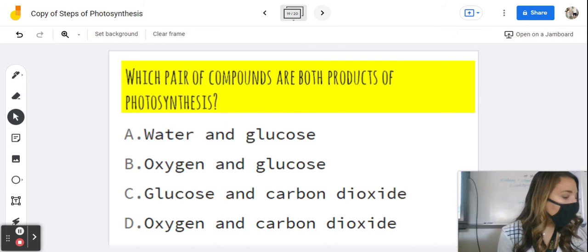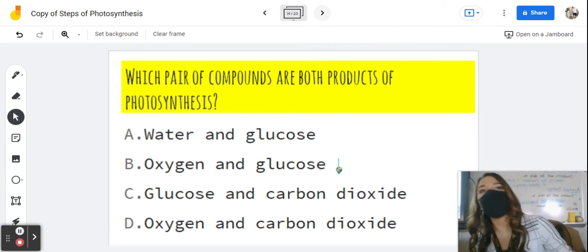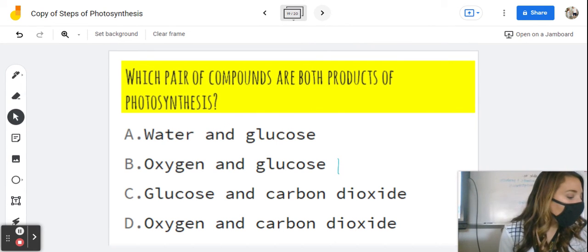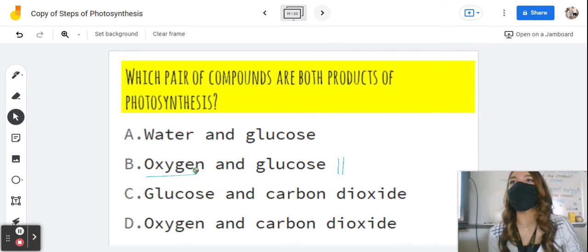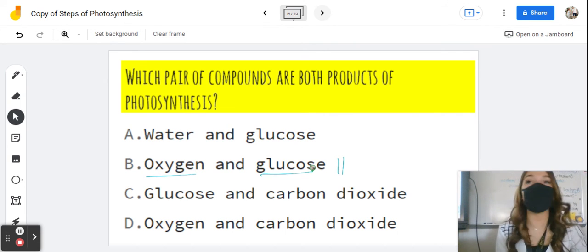B. He said B, oxygen and glucose. I saw another hand. Elena, what were you going to pick? B. So, do plants make oxygen for us? Yeah, they do. Do they make sugar? Well, that's the whole doggone point. Everybody pick B.